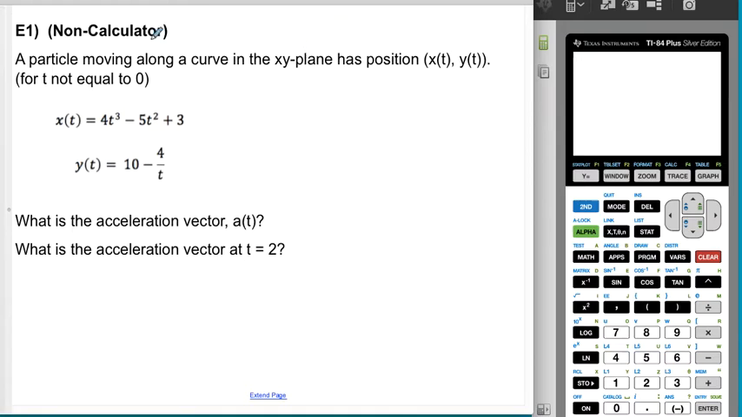So let's go ahead and get started. A particle moves along a curve in the xy plane with position x of t, y of t, for any t that's not 0.